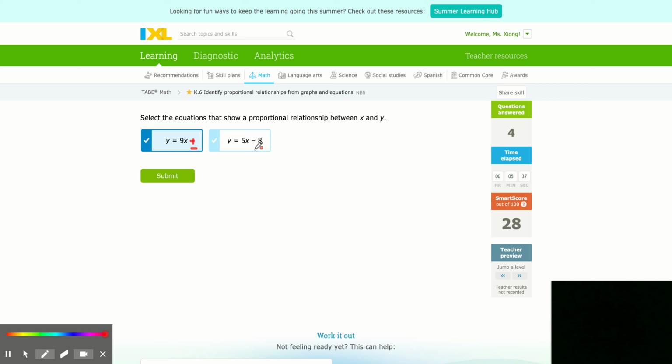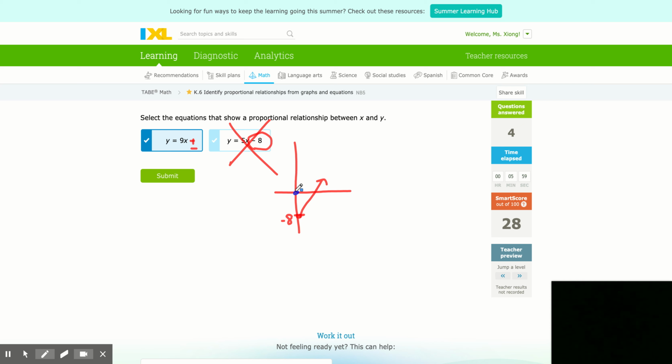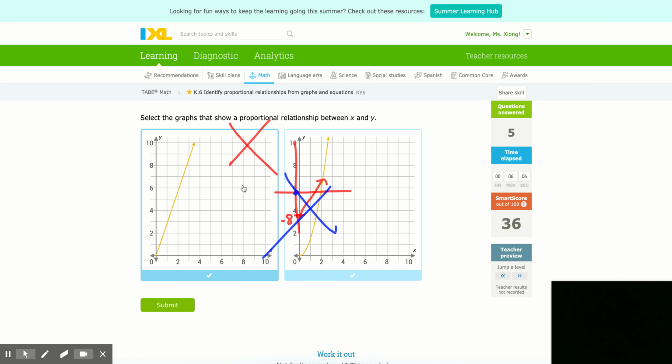However, the second one is subtracting 8. That means on the graph, I need to start at negative 8. And then it's going to go up 5x. If that's the case, I'm not going to choose that one because it's not starting at the origin. Remember, the origin has to be at 0, 0 here. It does not start here, so I cannot choose this one. And I hope that helps.